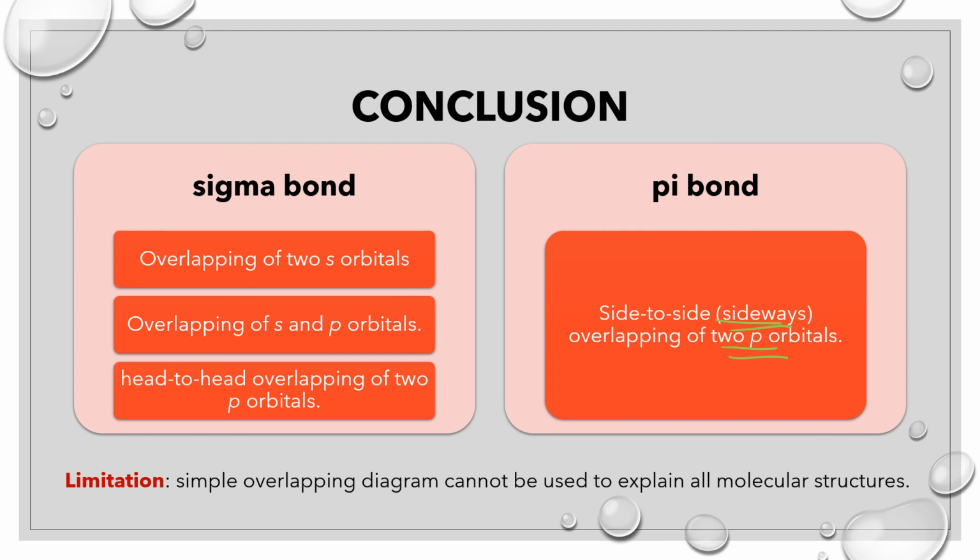And limitation for this orbital diagram adalah simple overlapping diagram cannot be used in order to explain all molecular structures. So, to explain formations of covalent bonding in complex structures, we need to study hybridization dahulu. So, this hybridization will be covered in your tutorial.